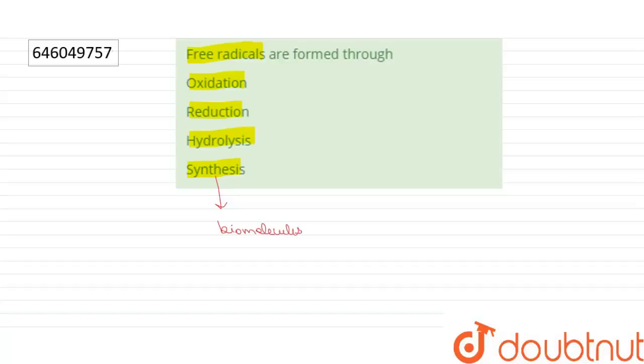Okay. Now option number 3 is hydrolysis. So hydrolysis is breaking of molecules in the presence of water. Okay. Now option number 2 is reduction. So reduction is the acceptance of electron and protons or release of oxygen.